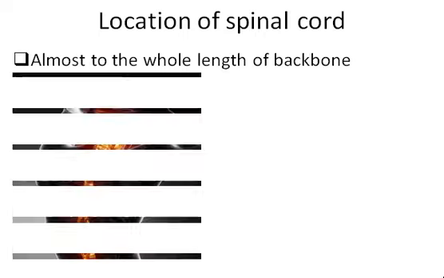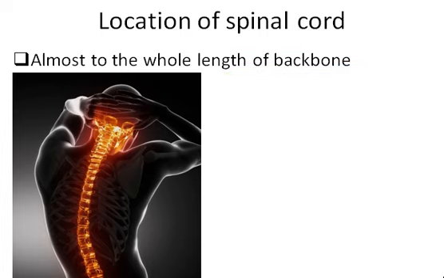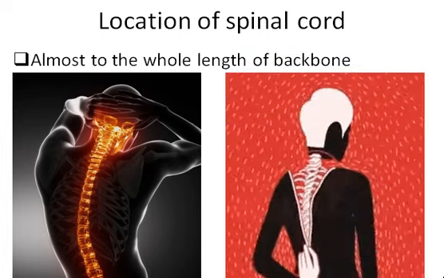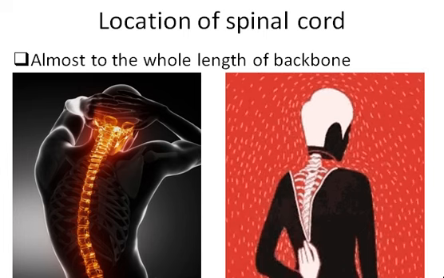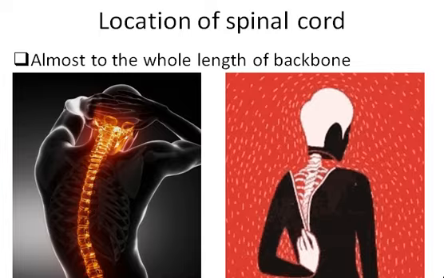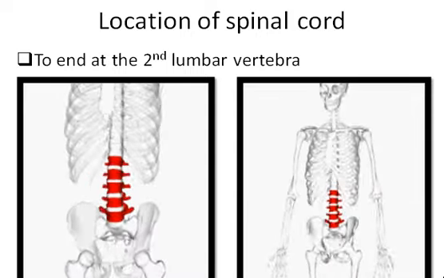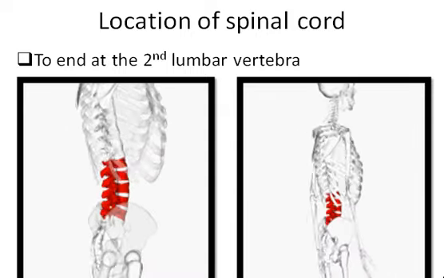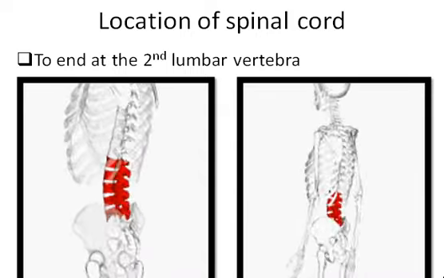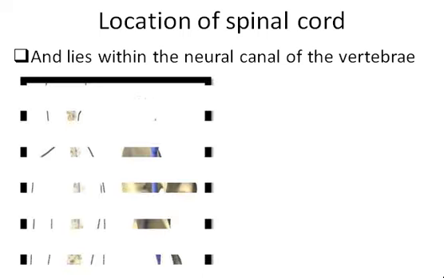It extends almost the whole length of the backbone. This is a picture which can show you the spinal cord and the backbone. And see this picture, you can clearly see the backbone. It ends at the second lumbar vertebra. In both the pictures, you can notice the second lumbar vertebra dyed in red color, and it lies within the neural canal of the vertebrae.